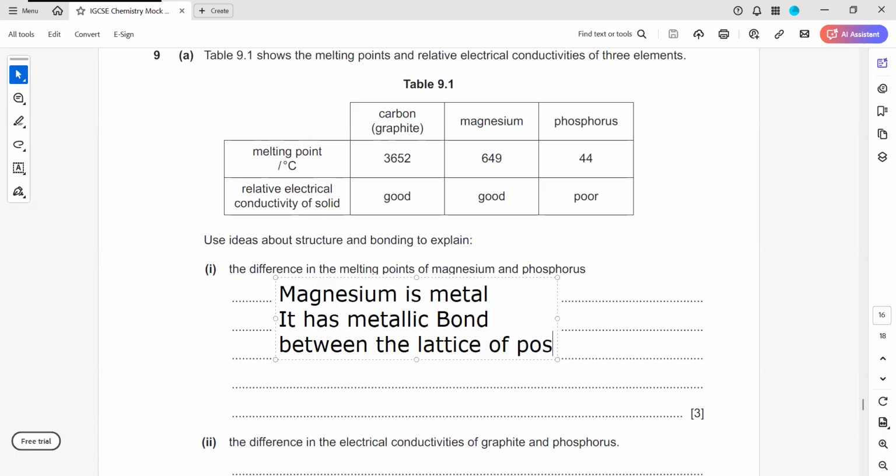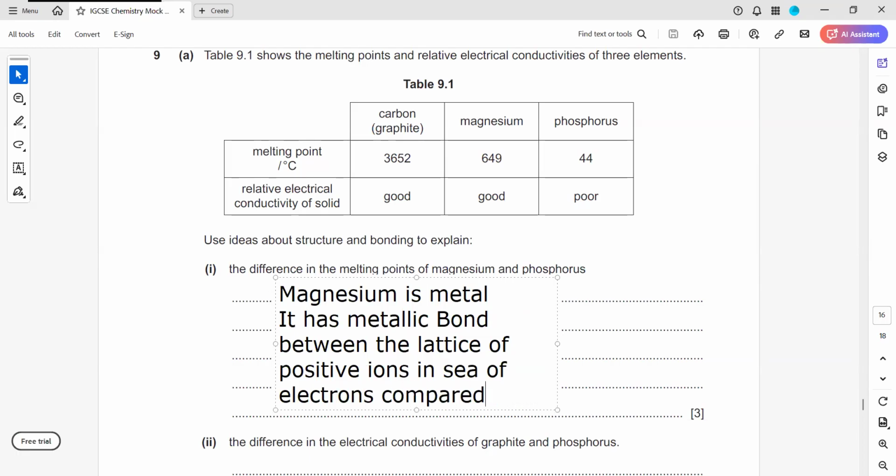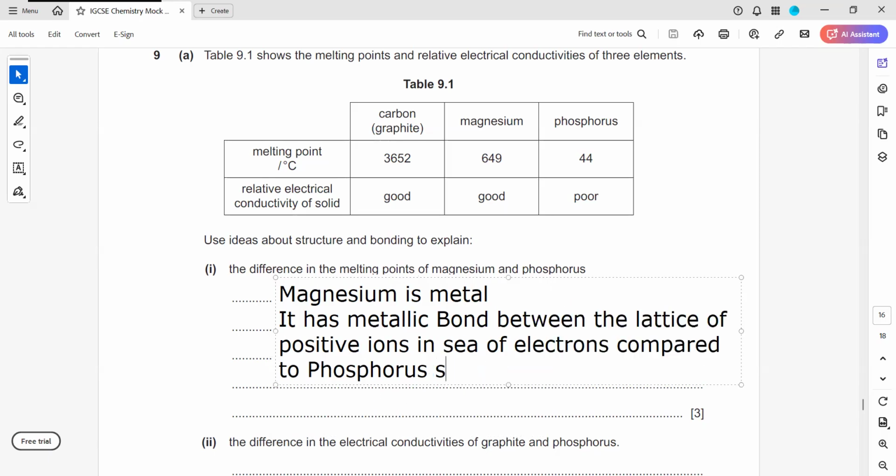Sir, can we write strong bonds? I think I was told in this question: positive lattice of positive ions in a sea of electrons, strong forces between them, compared to phosphorus, which is covalent, with weak intermolecular forces. Sir, you have to write delocalized electrons. Delocalized. So compared to phosphorus, which has a simple molecular structure, it has weaker forces. Simple molecular.